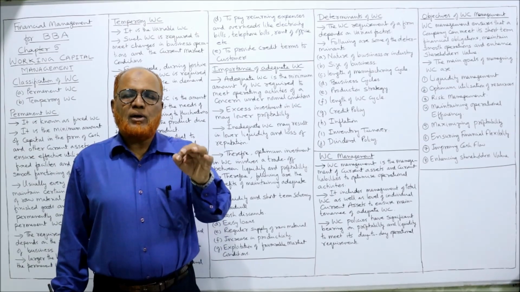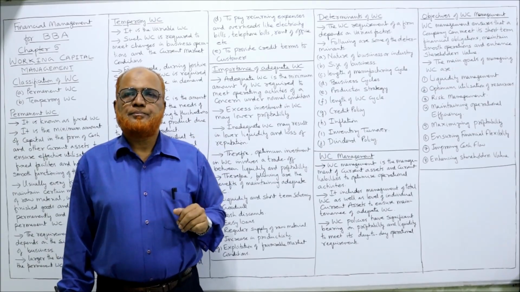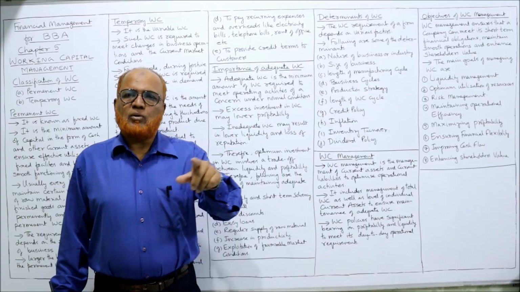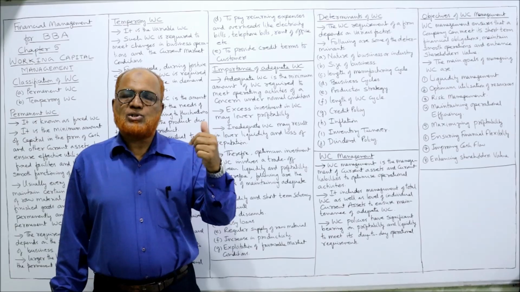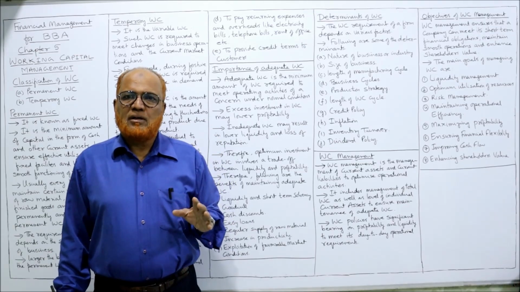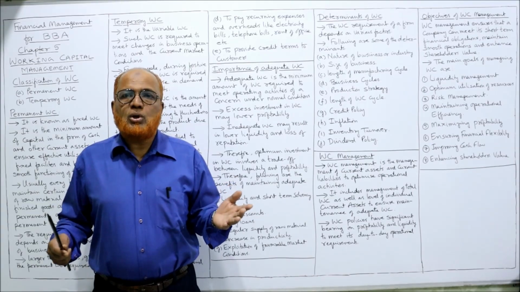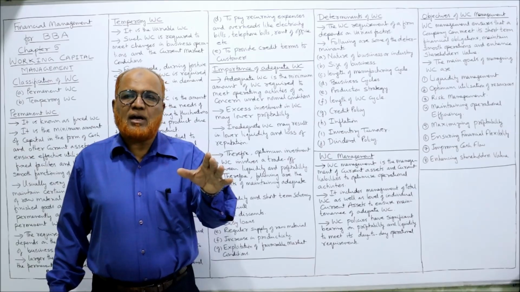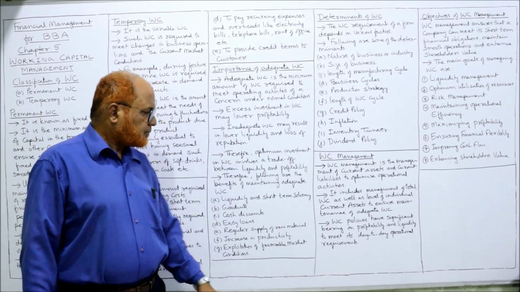You will be able to pay all current obligations on time. On time, you can pay the suppliers. On time, you can pay the wages and salaries to the workers. On time, you can pay the electricity bill, all utility bills. That means your liquidity position is good. Your short-term solvency position is good. So, if you maintain adequate working capital, your short-term liquidity position will be excellent.